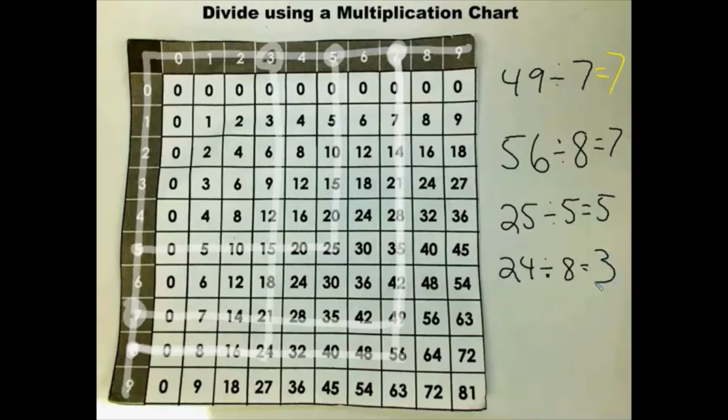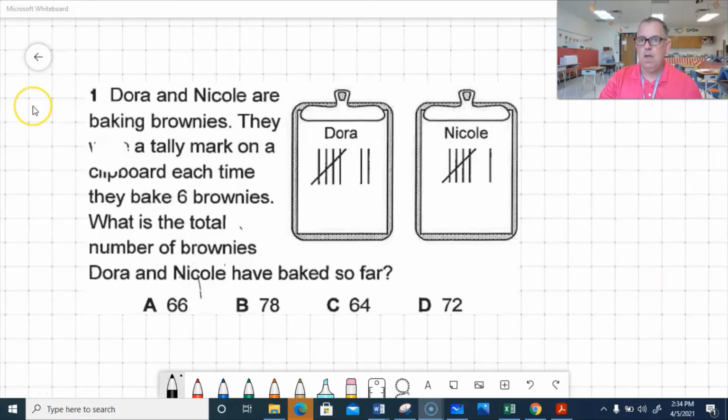So now that you know how to use your multiplication chart, we're working on some guided practice problems here. Follow along as I read. It says, Dora and Nicole are baking brownies. They make a tally mark on a clipboard each time they make 6 brownies. What is the total number of brownies Dora and Nicole have baked so far?